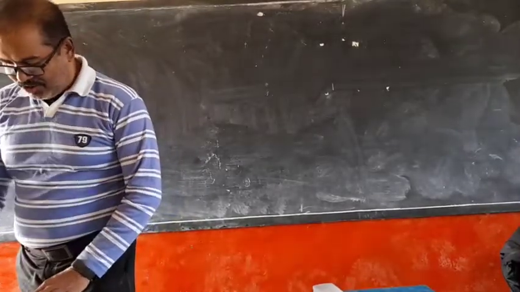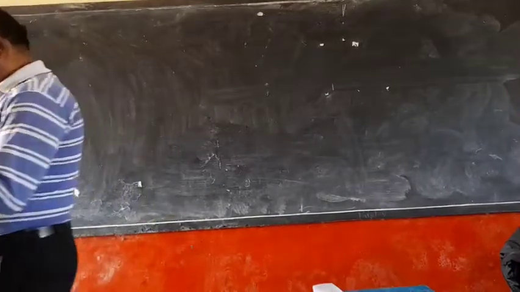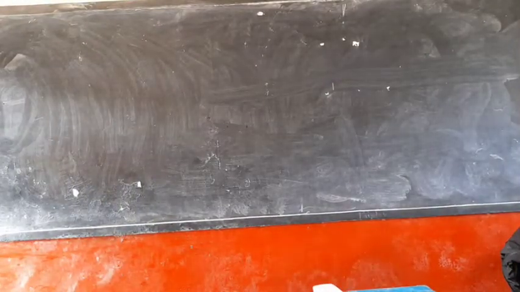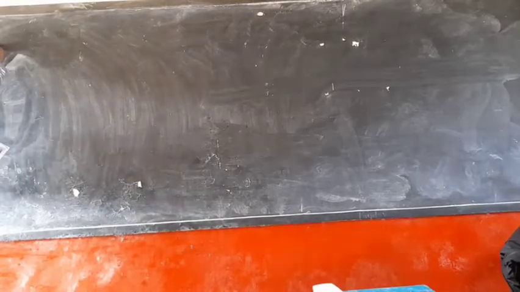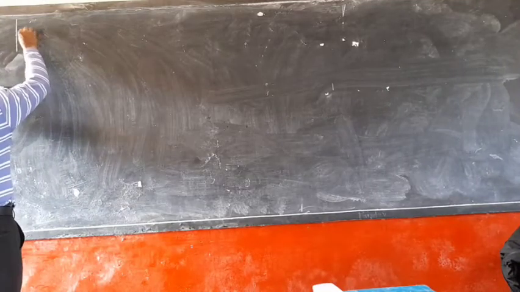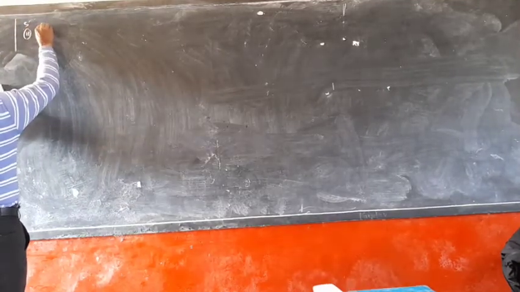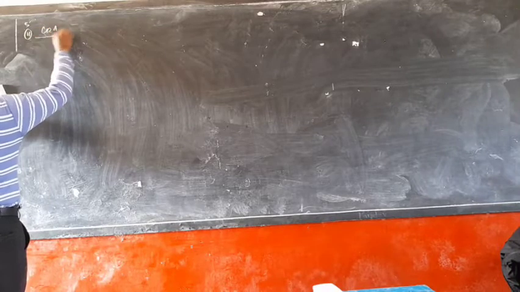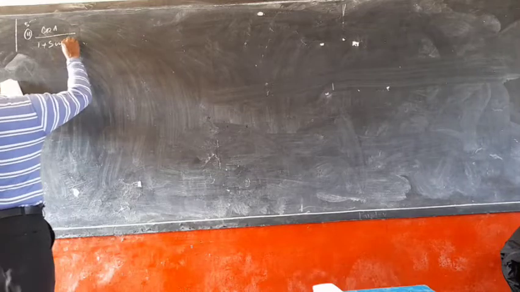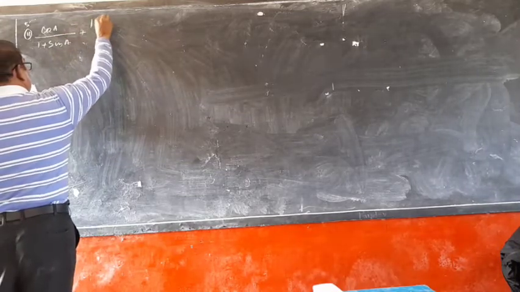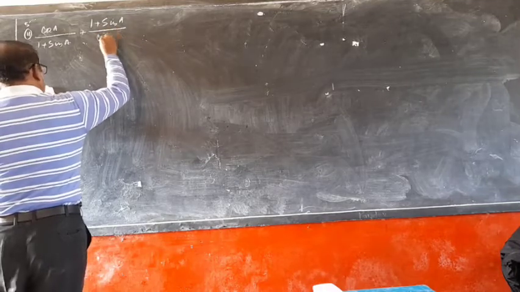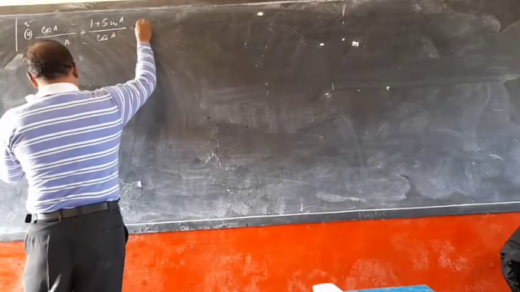I will start from question number 2 of question number 5. Cos A upon 1 plus sin A plus 1 plus sin A upon cos A is equal to 2.